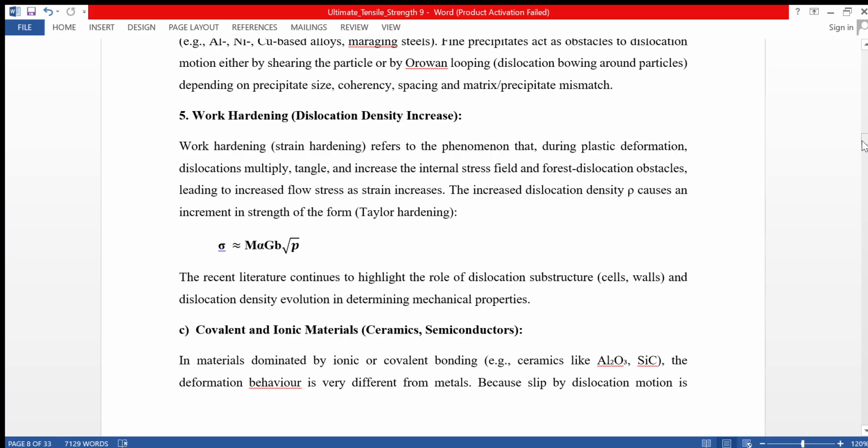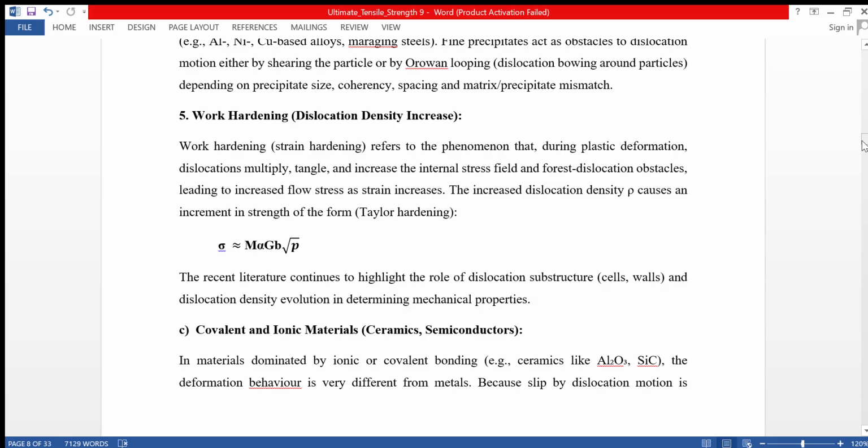Work hardening. Work hardening refers to a phenomenon that during plastic deformation, dislocations multiply, tangle, and increase the internal stress field and force dislocation obstacles, leading to increased flow stress. As strain increases, the increased dislocation density rho causes an increment in strength of the form Taylor hardening, which is given below. The recent literature continues to highlight the role of dislocation substructure and dislocation density evolution in determining mechanical properties. Next point is covalent and ionic materials.